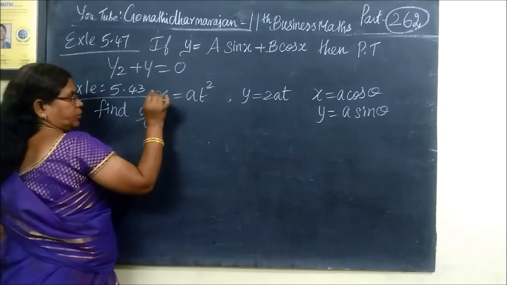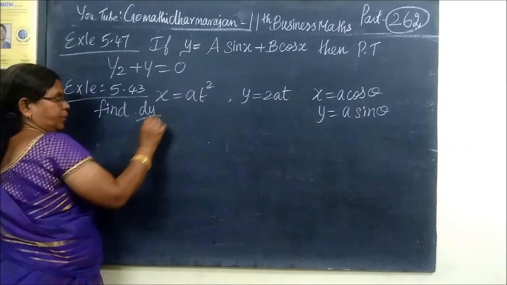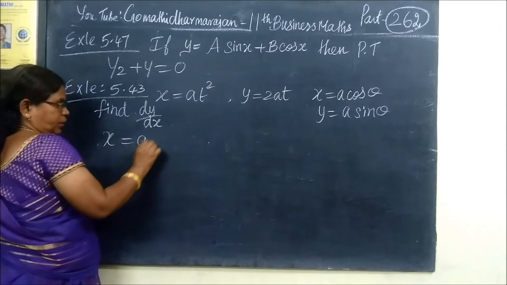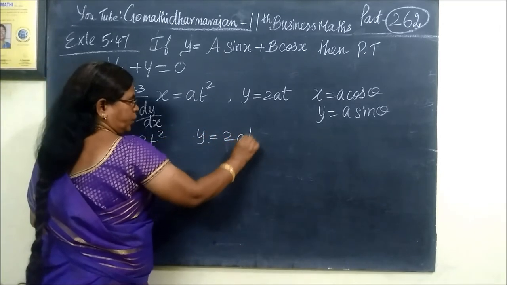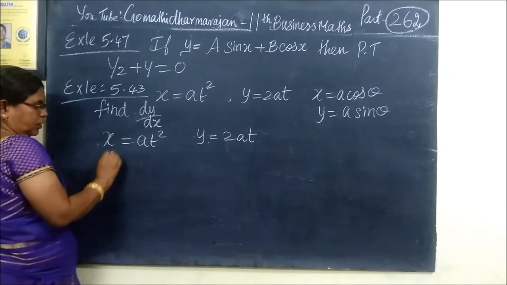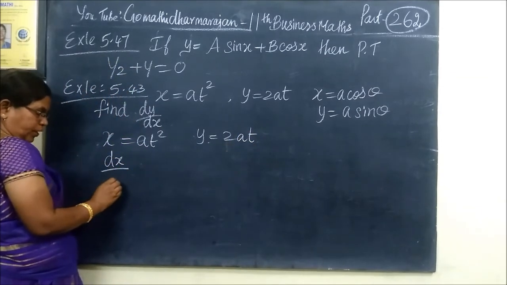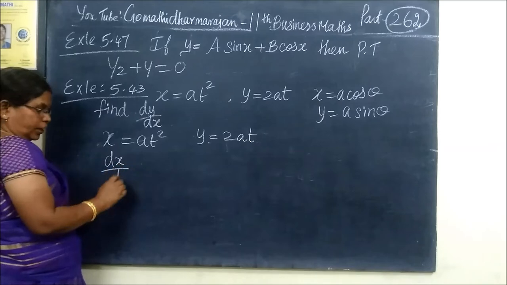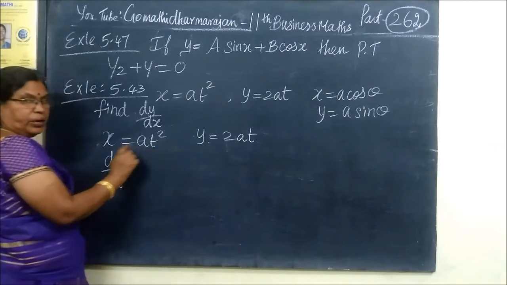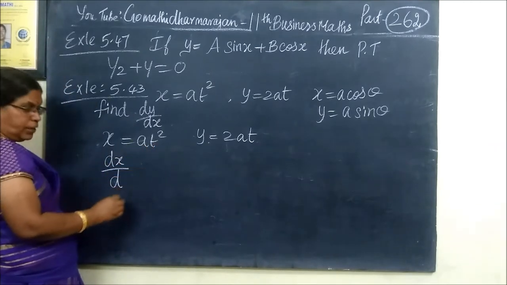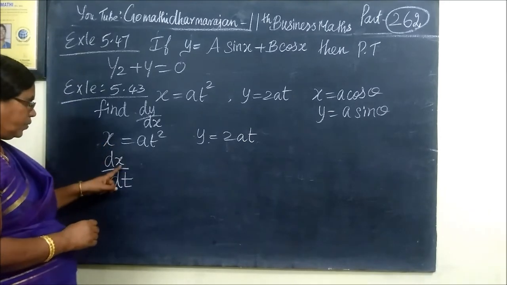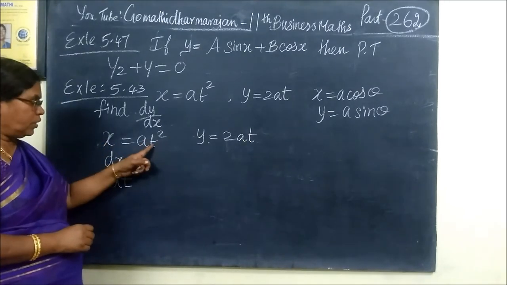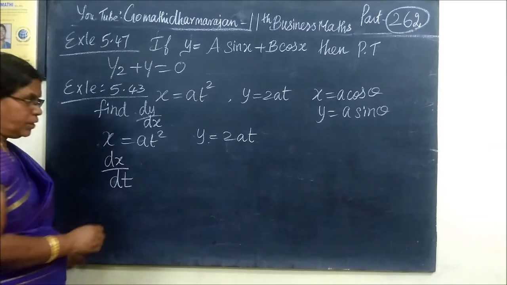Here we have x equal to at square, then y equal to 2at. Here we have to write dx by dt. The variable, the parameter, is t. Then dt is the answer. The x is the numerator and the t is the denominator.